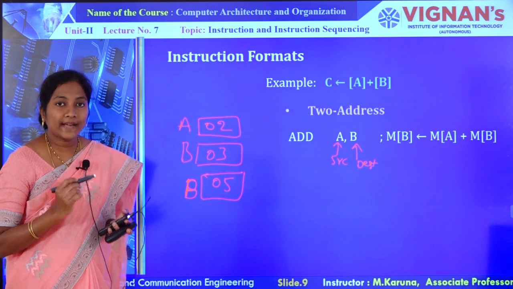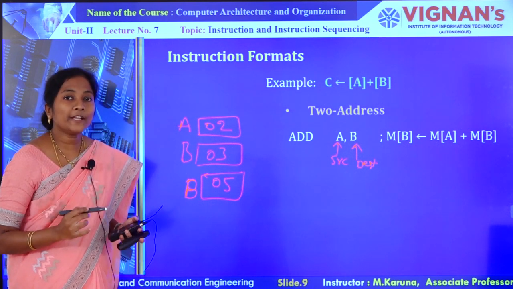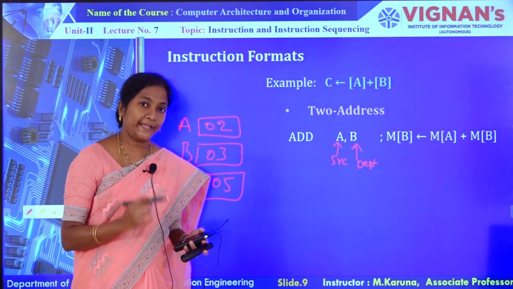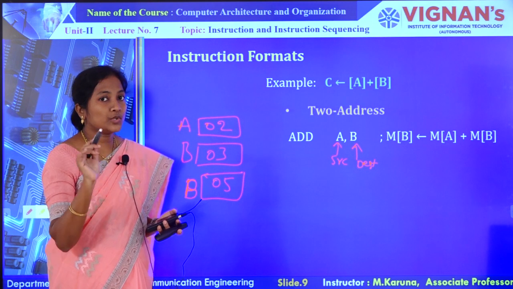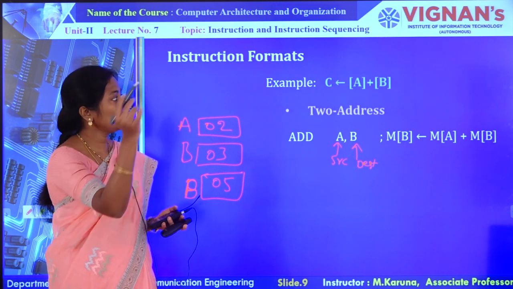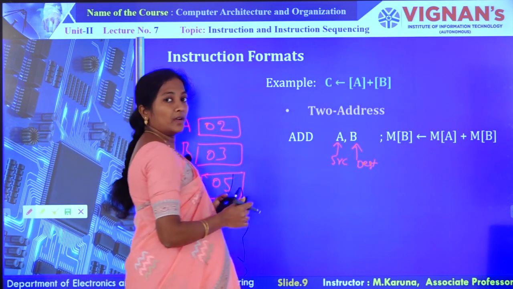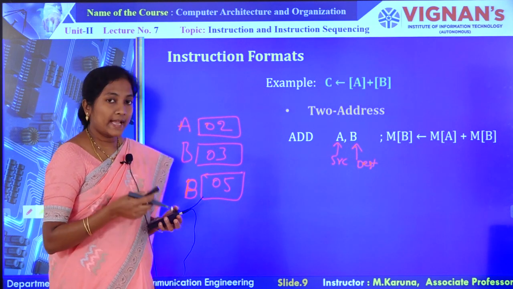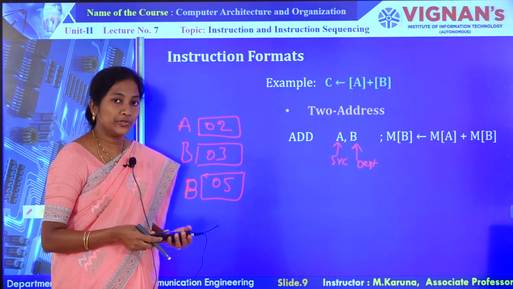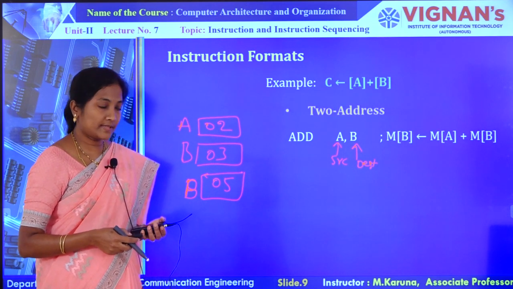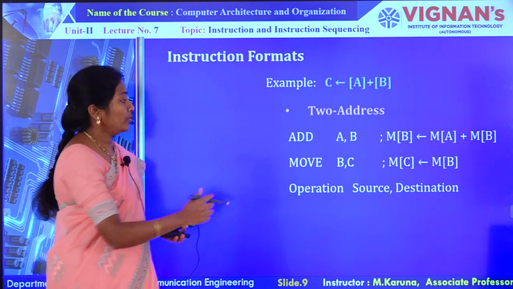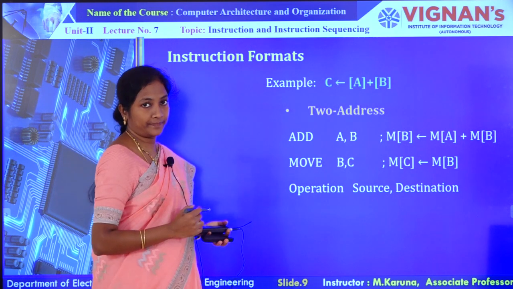Output will be transferred to the memory location pointed by B. So, here our operation is to transfer the output to C. In this case, another instruction is to be used to transfer output data to C, that is move B comma C.